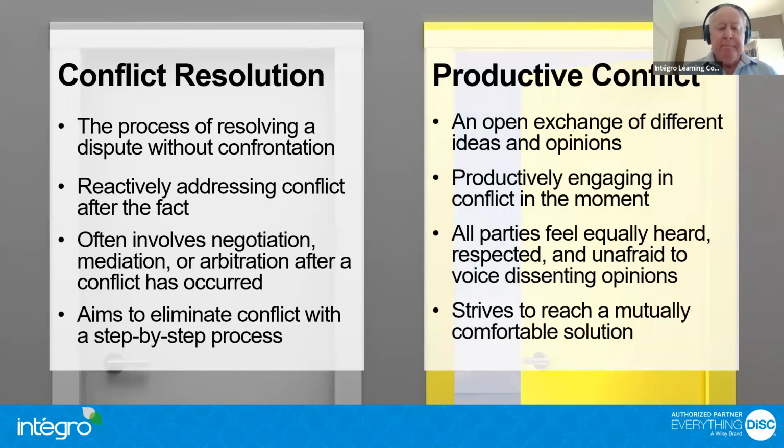Productive conflict is an open exchange of different ideas and opinions. That's a key point, that when we're talking about conflict in Pat Lencioni's 5 Behaviors model, the behavior of conflict is not about conflict with people that we're encouraging, it's conflict about ideas and opinions. That is an open exchange of different ideas and opinions. Productively engaging in conflict in the moment. So when it arises, we need some tools that we can actually react in a positive, productive way, rather than an instinctive negative way.